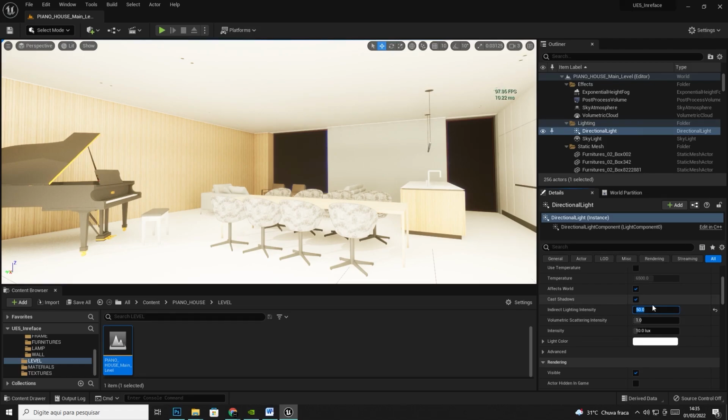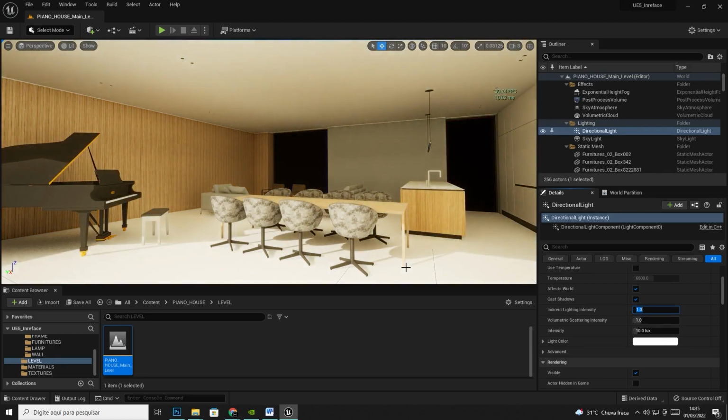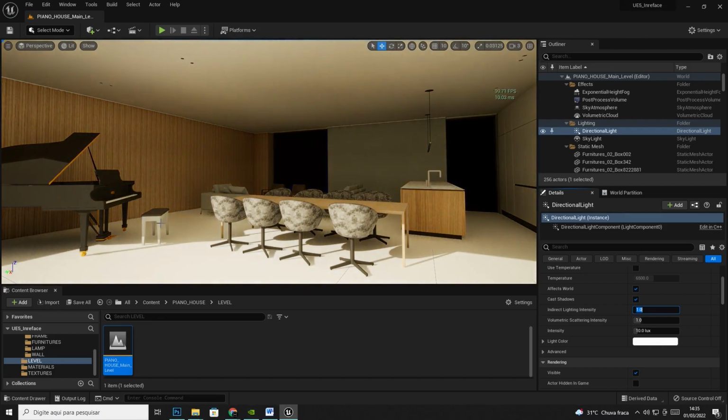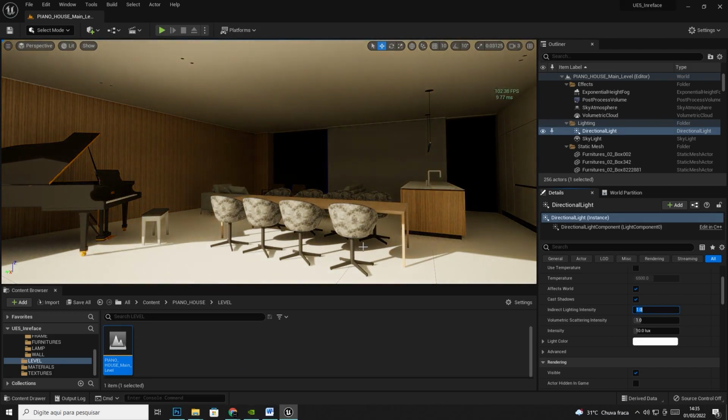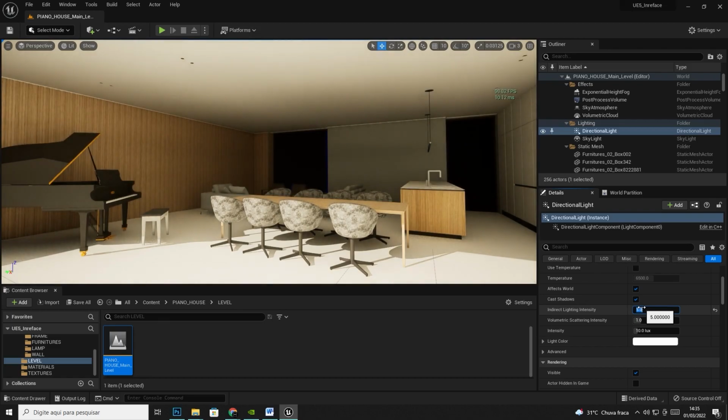So the challenge is to find the exact value that is going to be more realistic, more like the real world. If I increase this value a lot, my scene is gonna be weird. If I decrease this value a lot, my scene is gonna lose a little bit of bouncing, and I have really dark shades in my scene. Let's put, for example, 5. I think it's a good value.